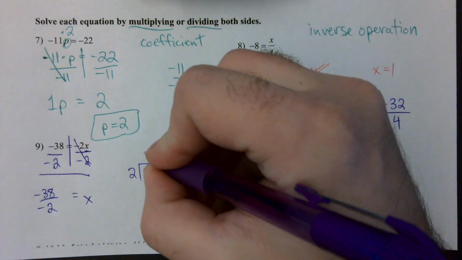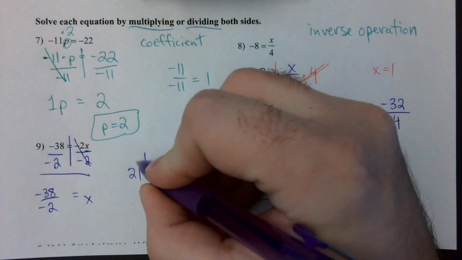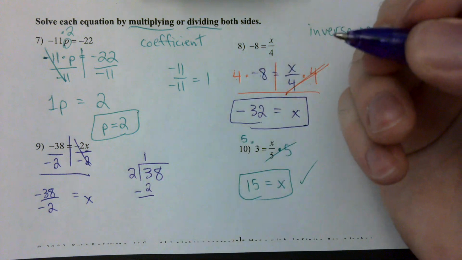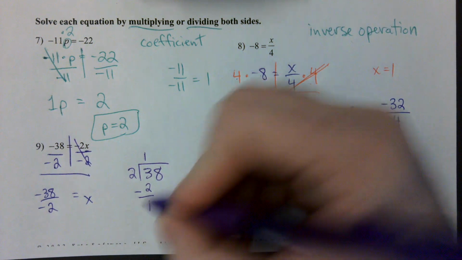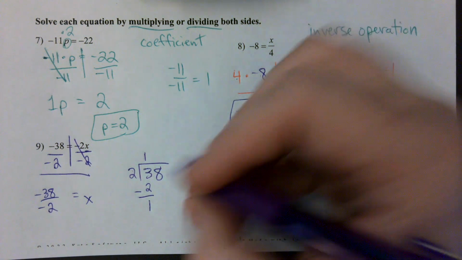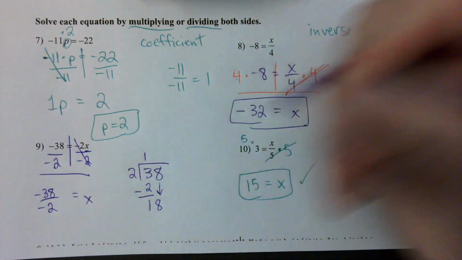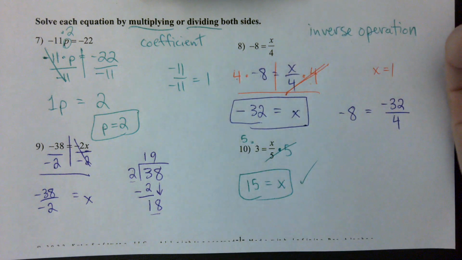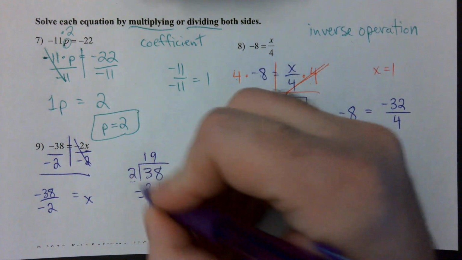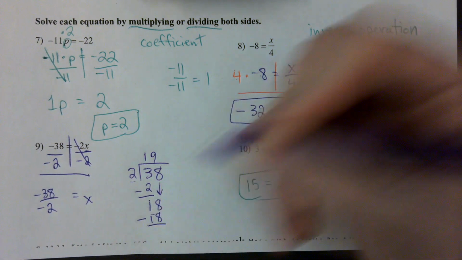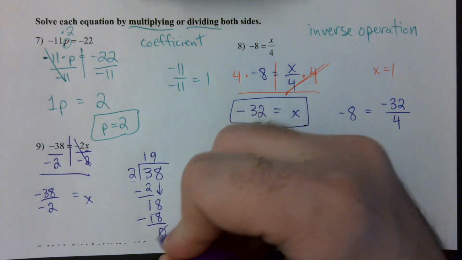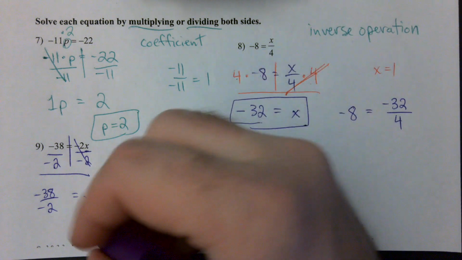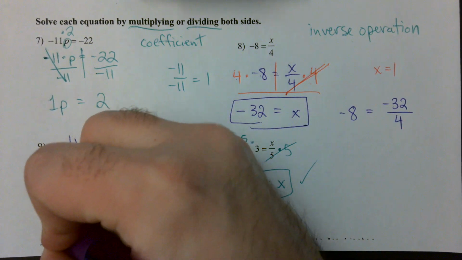2 goes into 3 once. 1 times 2 is 2. Subtract those down. 3 minus 2 is 1. Bring that 8 down. And 2 goes into 18 9 times. 9 times 2 is 18. Subtract down again, and we get 0 remainder, which is what we want. A nice even answer of x equals 19.